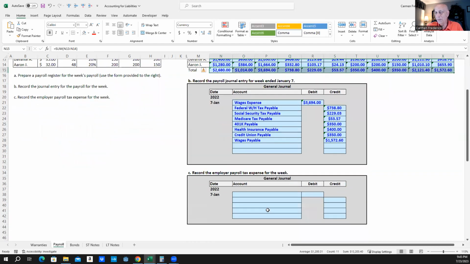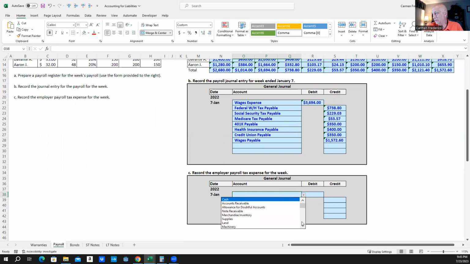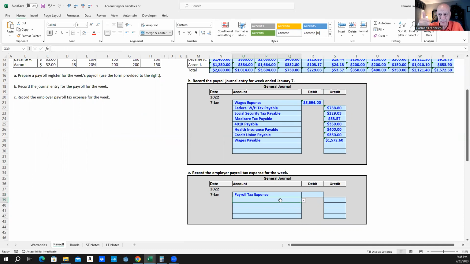Now we have the payroll tax expense, which is comprised of, well, let's find a payroll tax expense account. We're going to find that somewhere here, payroll tax expense. This can be comprised of four accounts. We have FICA, which is Social Security and Medicare, and we have federal and state unemployment taxes. Okay, well, let's do the easy one first. Let's do the Social Security and Medicare.